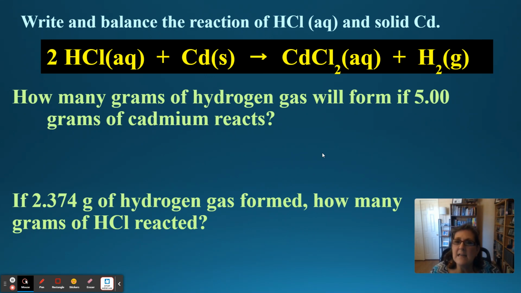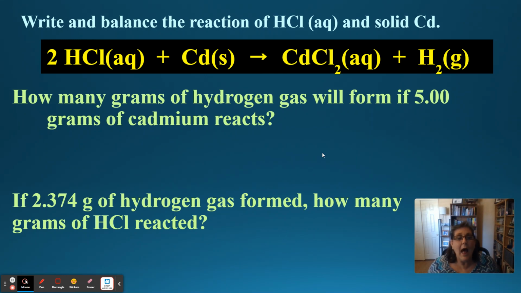Now, why is it CdCl2? Well, it's the charges, right? Remember, you got to check your charges. Cd is a +2, Cl is a -1. So that doesn't add up to 0. You need 2 Cl's at -1 each to make -2 to go with the +2. 2 minus 2 is 0. You have to have your charges add up to 0. And then hydrogen is diatomic, so it's H2. Then we balance it, and it's balanced just by putting a 2 in front of the hydrochloric acid. All right, so now we have our balanced equation.